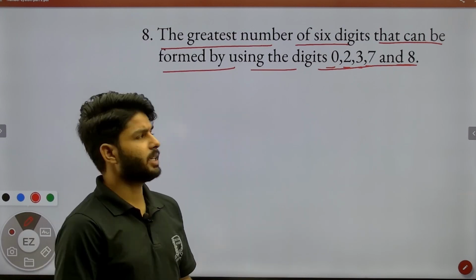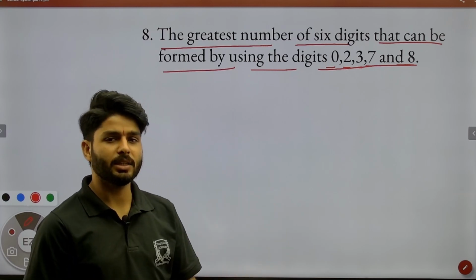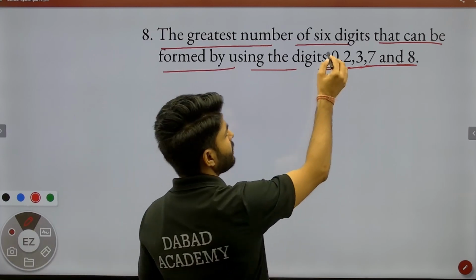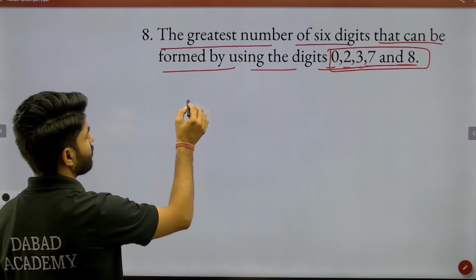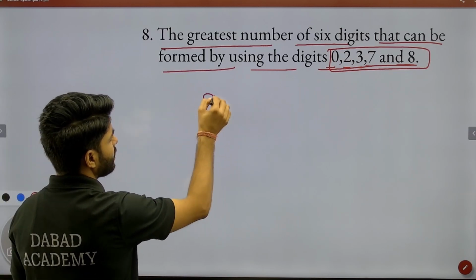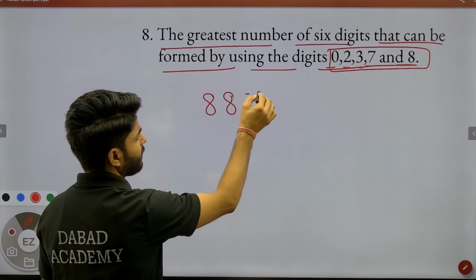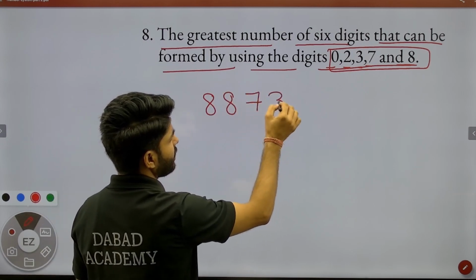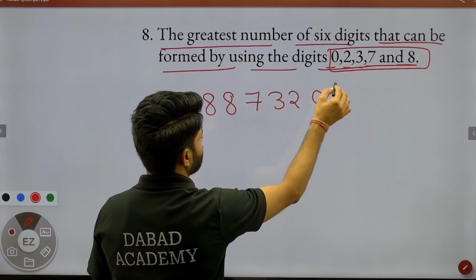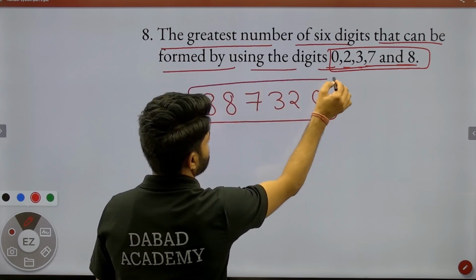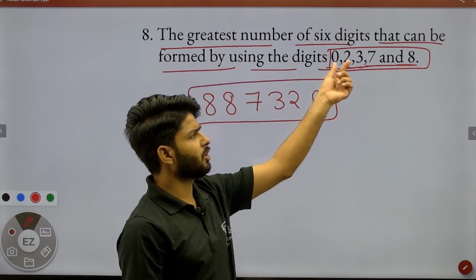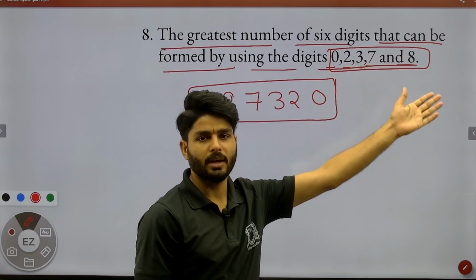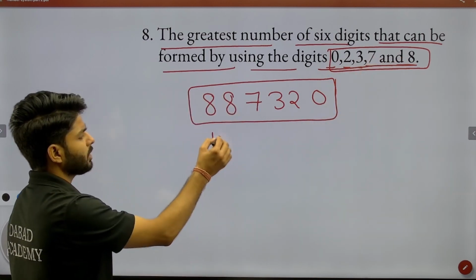But the question says we have to find the greatest 6-digit number that must be formed by these digits, and we can repeat the digits here. So first we have to write the greatest digit, that is 8, then again 8, then 7, then 3, then 2, 1, 0. That is the greatest 6-digit number that we have to form by using digits 0, 2, 3, 7 and 8. So this is the answer of question number 8.